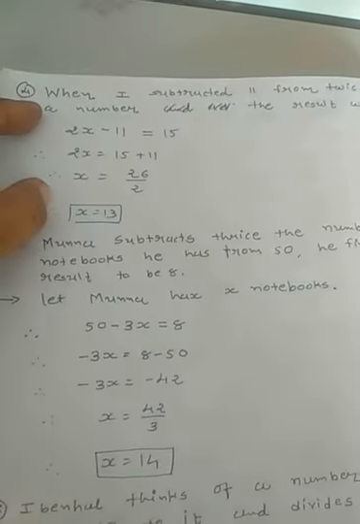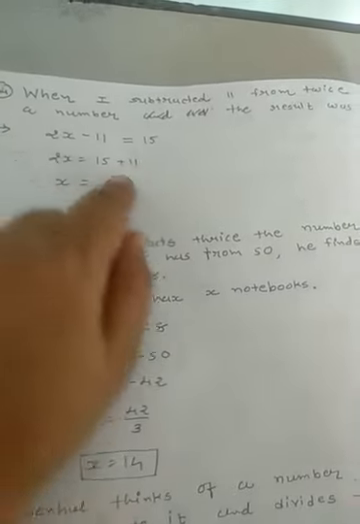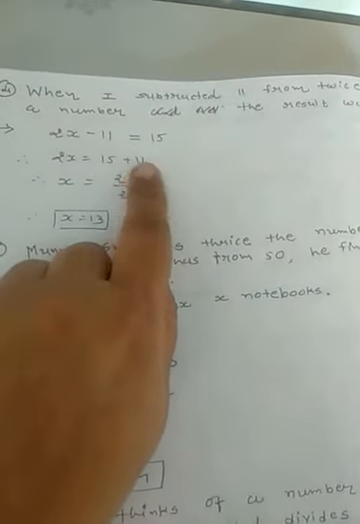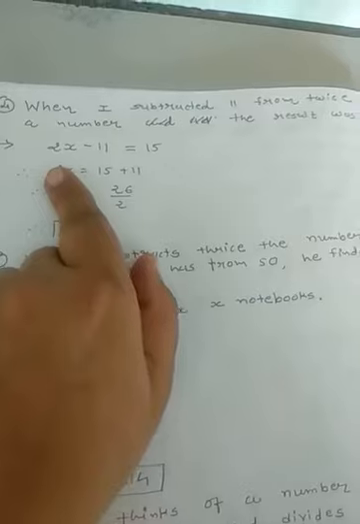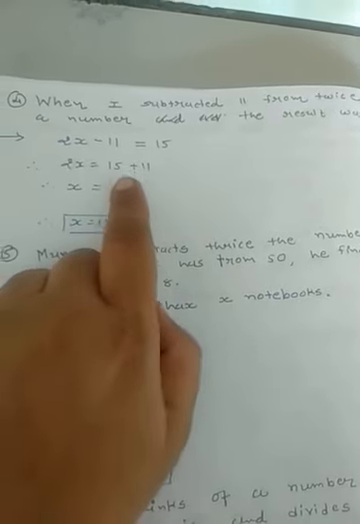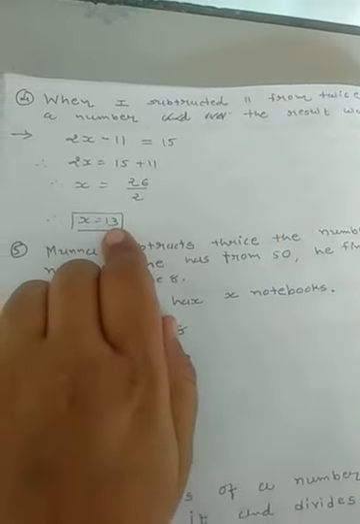This one is very easy to solve. Minus 11 will go that side, so it will be plus 11. 15 plus 11, 26, and this 2 will come here in denominator. 26 divided by 2, we will get 13.